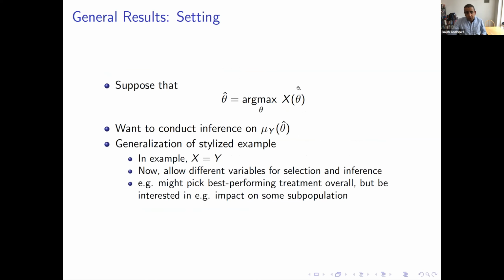Now, for the general problem, we'll suppose that we pick theta hat as the argmax of X(theta), but that we're interested in inference on mu_Y(theta hat). This is a generalization of the stylized example because we're allowing the possibility that we're doing selection based on one thing and targeting inference based on another. For instance, maybe I'm interested in picking the best performing treatment in terms of average outcomes over everybody, but I want to do inference on the impact of that treatment for some subpopulation of interest. And that's accommodated by this setup.